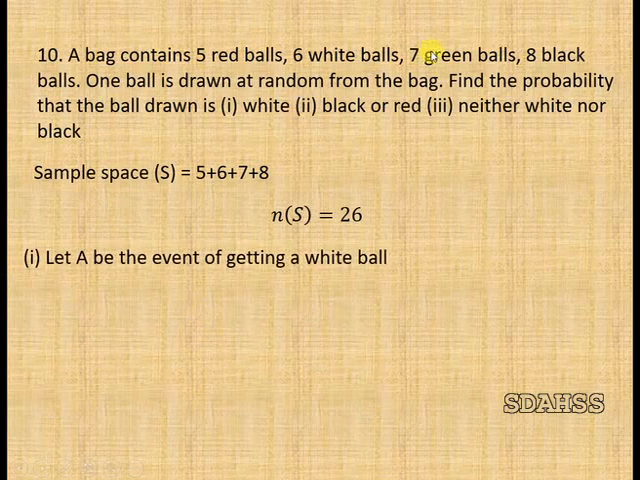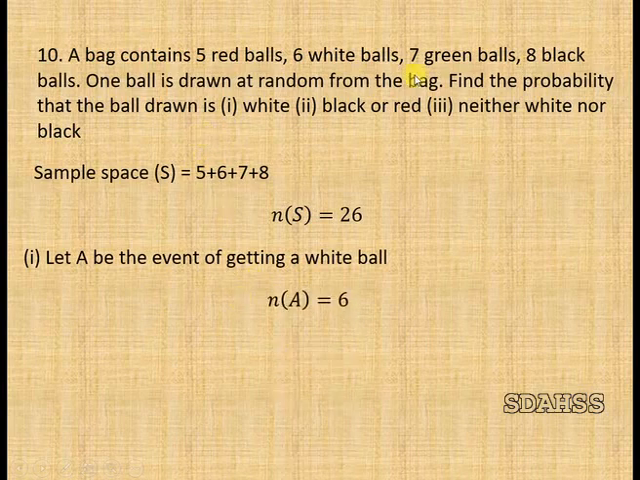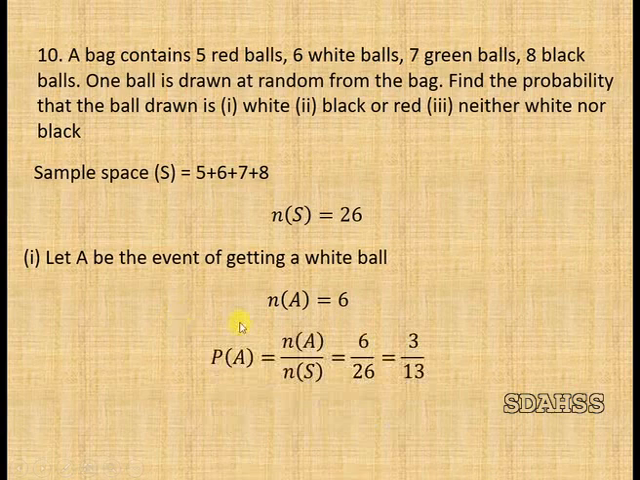Next, we want to find the probability that the ball drawn is white. So let A be the event of getting white ball. Here the number of white balls is 6. N of A is equal to 6. And P of A is equal to N of A by N of S, which is equal to 6 by 26. Cancel the numerator and denominator by 2, so you have 3 by 13.